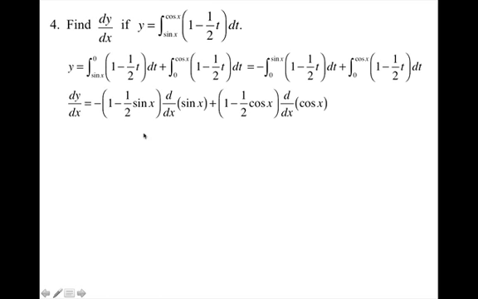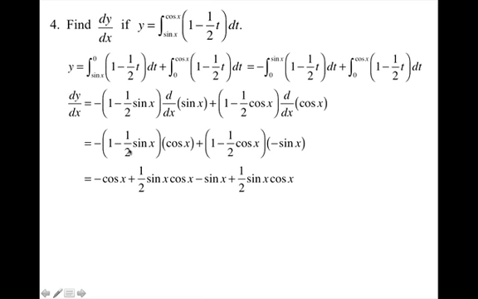So that means for the first one, I replace the t with sine x times the derivative of sine x, plus the function in terms of cosine x times the derivative of cosine x. And once I actually take the derivative of the sine and the cosine, I get the following. And you can simplify this even more.